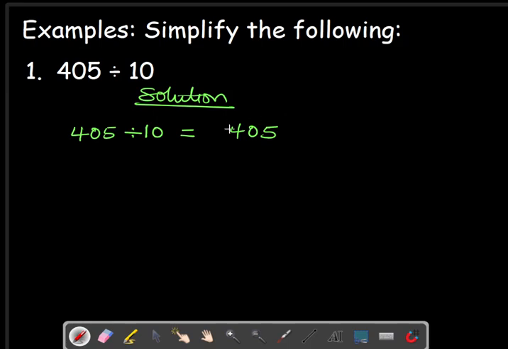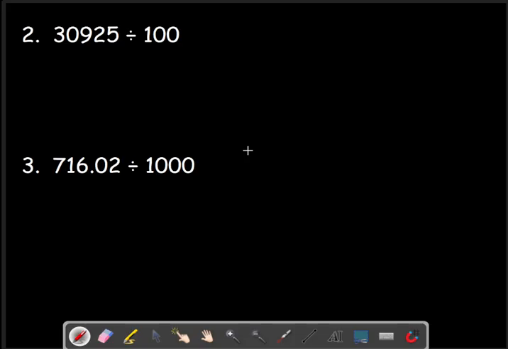So for this number, where is the decimal point? Of course, the decimal point is at the end for all whole numbers. How many zeros do we have in the power of 10? Just 1. So we shift only once, and our answer will be 40.5. That's all. Shift the decimal point to the left depending on the number of zeros.